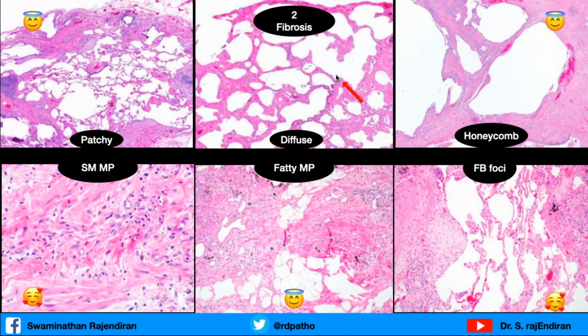whereas diffuse you see in non-specific interstitial pneumonia. Okay, honeycombing you can see in any end-stage lung disease, end damage of the lung. Smooth muscle hyperplasia or smooth muscle metaplasia is one of the findings you see in pattern 2, along with fatty metaplasia and some fibroblastic foci. It's very, very characteristically seen in usual interstitial pneumonia.